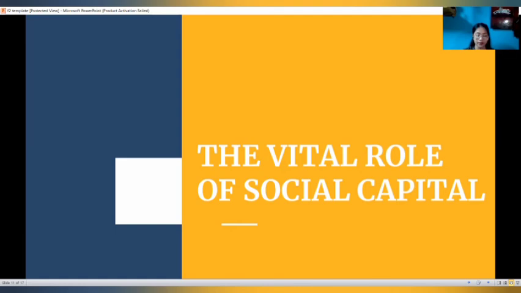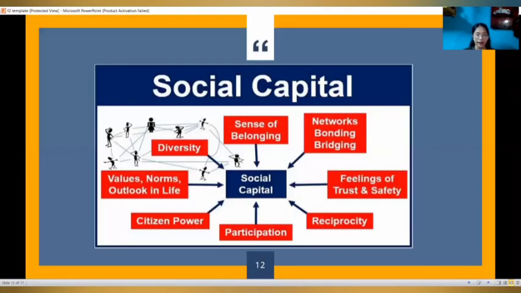Social capital is a set of shared values that allows individuals to work together in a group to effectively achieve a common purpose. So social capital is composed of human sense of belonging, networks, bonding, bridging, feelings of trust and safety, reciprocity, participation, citizen power, values, norms, outlook in life, and diversity.